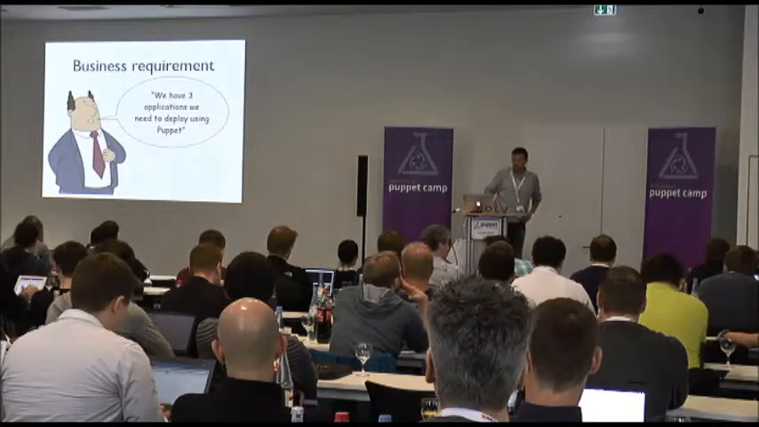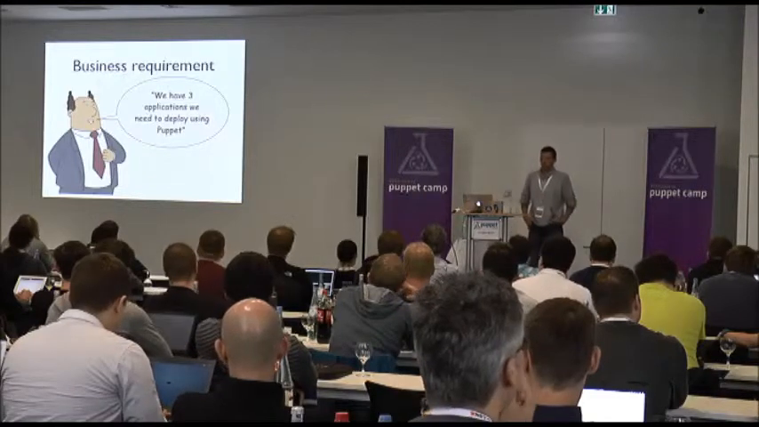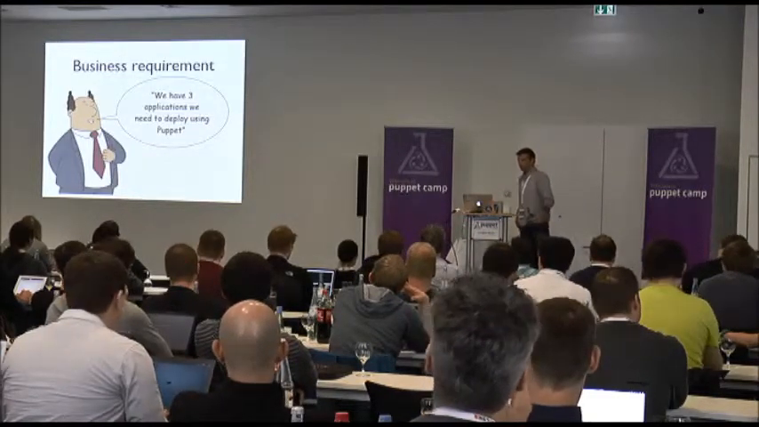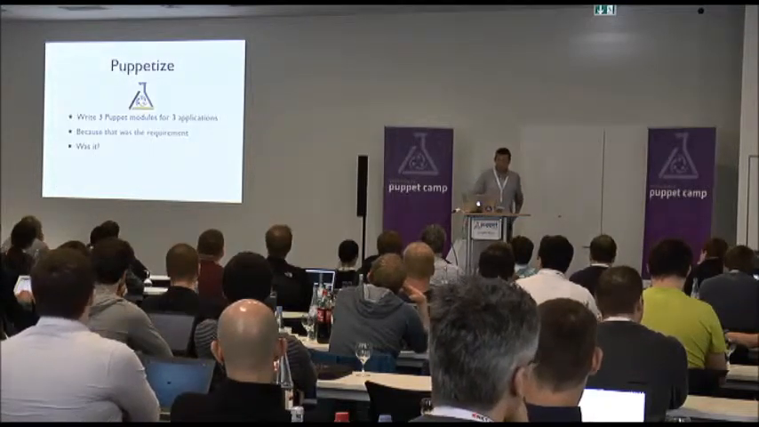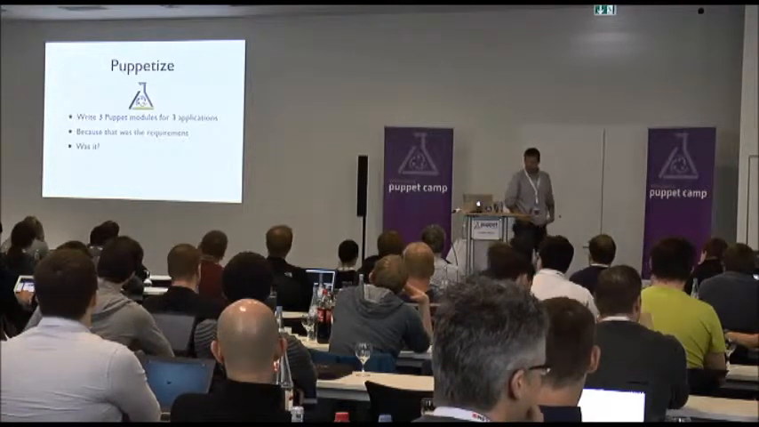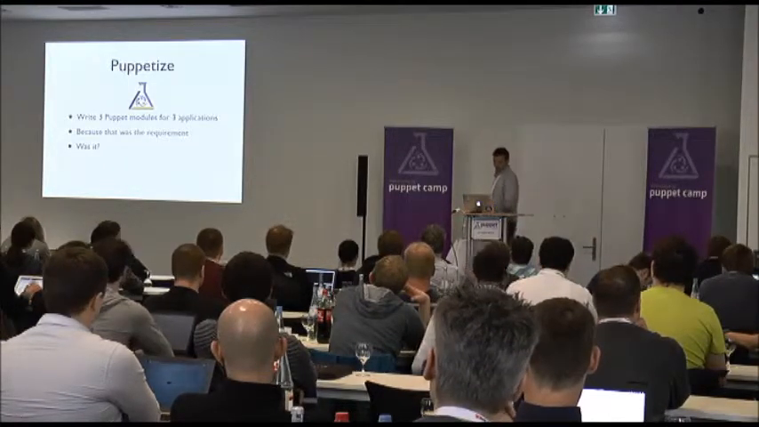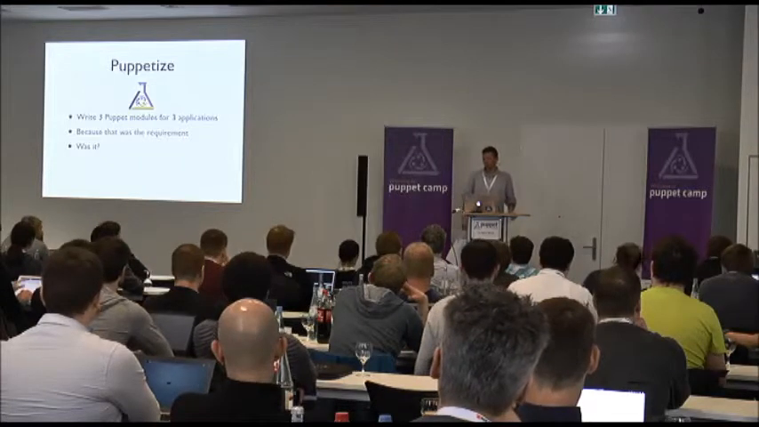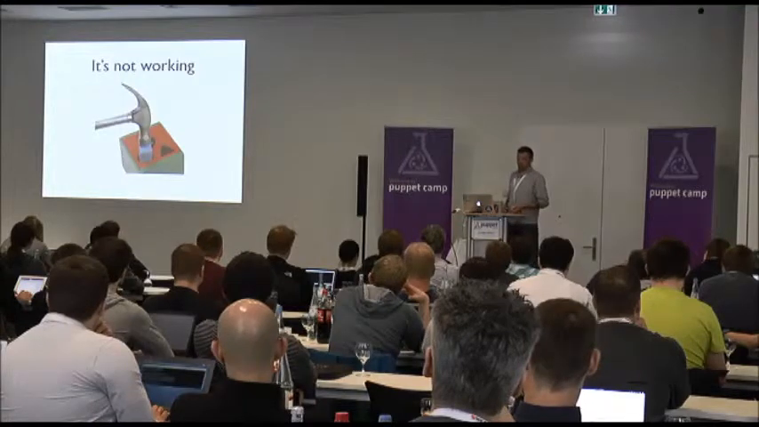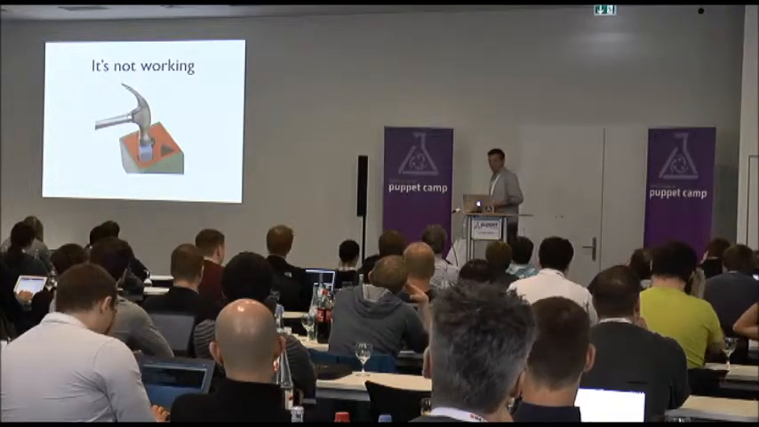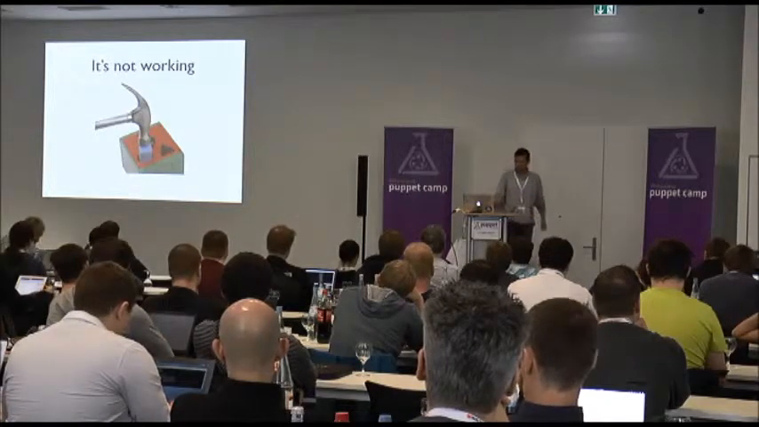So, for instance, your manager comes up to you, we have a business requirement of 3 applications that we want to deploy with Puppet. And that's cool, because we do Puppet. So we go off and Puppetize. And the first thing we do is say, OK, the business asked for 3 applications, so I'm going to write 3 Puppet modules. Because that was the requirement, wasn't it? Or was it? What you might find is, a little bit down the line, things are starting to not work very well, and you start to think why you're trying to drive that square peg through the round hole.